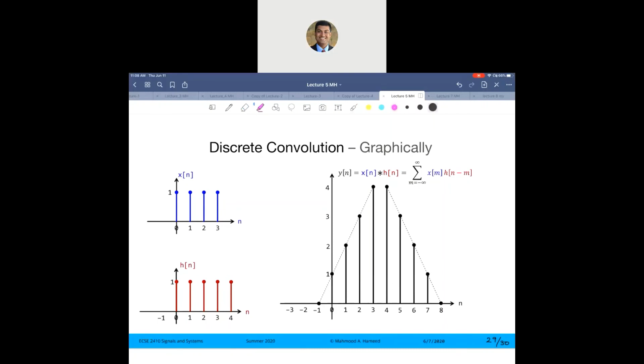How many elements are there in the output y? The non-zero elements: you got 1, 2, 3, 4, 5, 6, 7, 8. Those 8 can be related to the input sequences as 4 plus 5 minus 1. Other things to notice: the first non-zero element is at 0, which is 0 plus 0. The last non-zero element is at 7, which equals 3 plus 4.